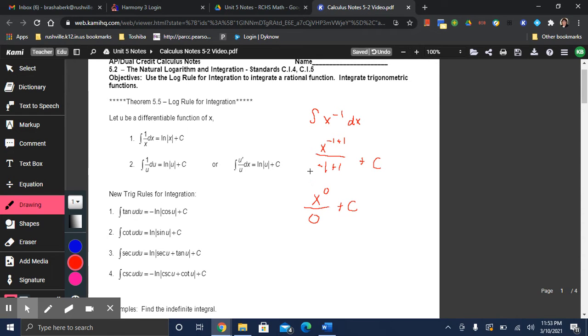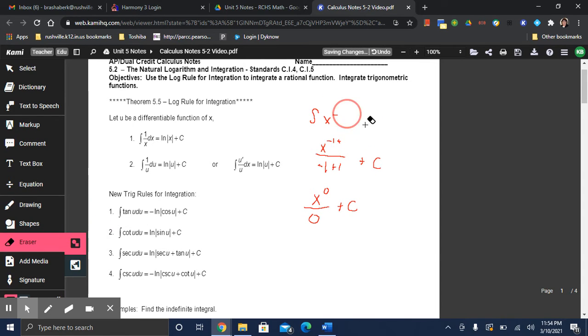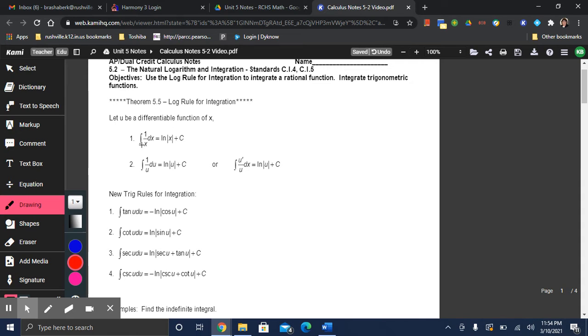So I actually have never assigned to you a problem like this because the power rule does not apply. And instead, we have to have a new rule, and this is called the log rule for integration. So the integral, or the antiderivative of 1 over x dx, is equal to the natural log of the absolute value of x plus c.